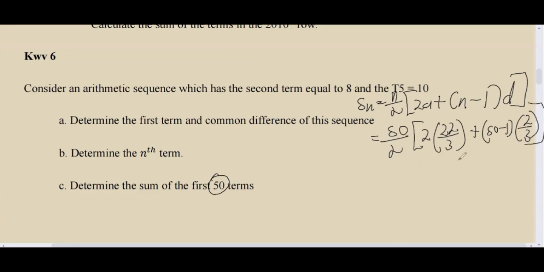So all we have to do is punch this in our calculator. So that's 50 over 2, bracket 2 times 22 over 3, plus 50 minus 1 times 2 over 3, then close bracket. This gives us 3,550 over 3, right? So this is the sum of the first 50 terms. If you press S-D on that one, it gives us about 1183.33, right? But then you can also leave it at that point.